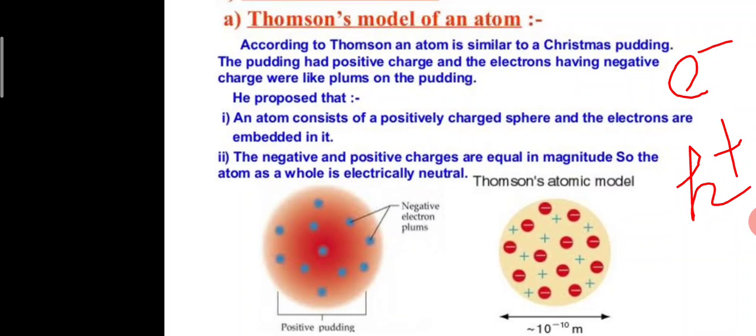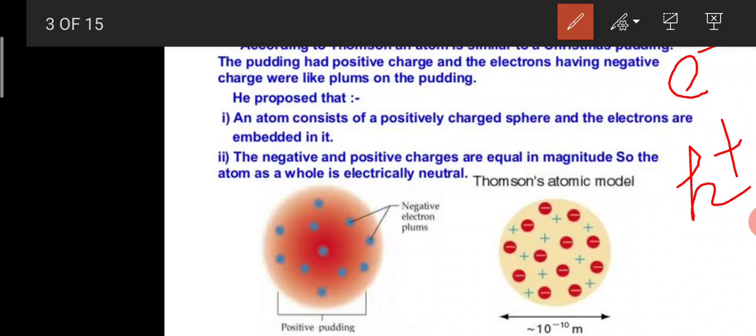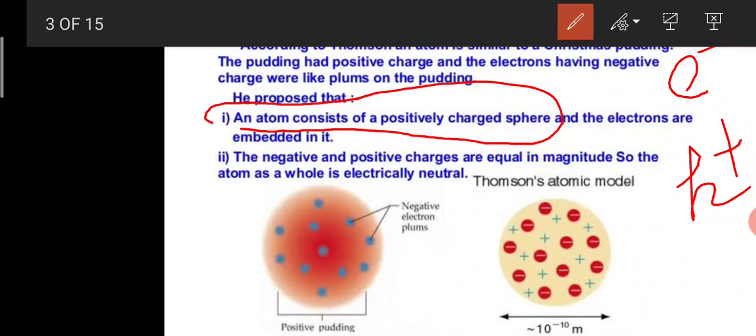So Thomson proposed that an atom consists of a positively charged sphere. You can see this diagram. This red part is the positive charge, the positive pudding. And these are the electrons embedded in it.